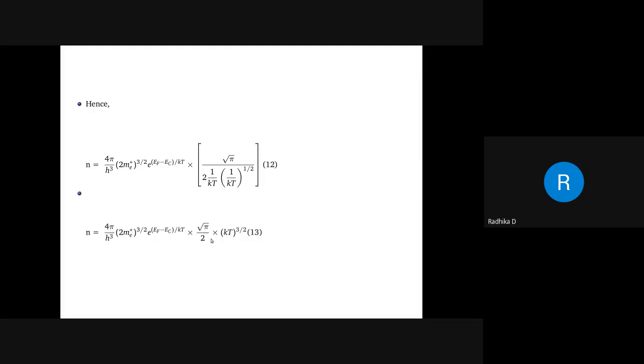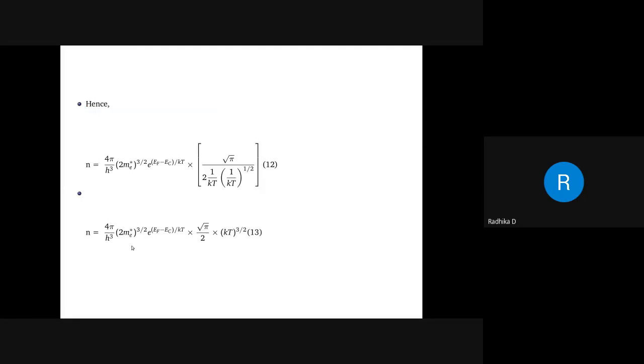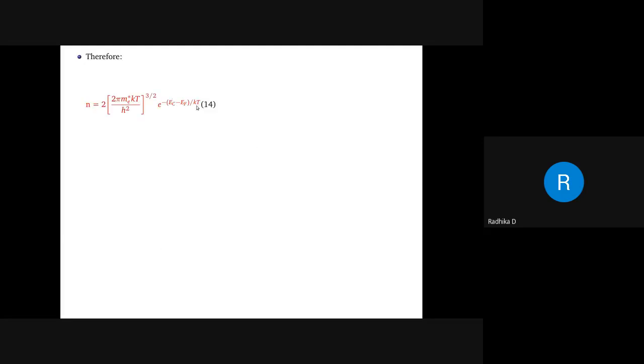So there is a pi, and root pi to the power of 3 by 2, 2m star raised to 3 by 2 already existing, then kT to the power of 3 by 2. Move the h cube which is outside, bring it within in terms of 3 by 2. 2 and 4 cancel and it becomes 2. What is left over is 2 into 2 pi me star kT by h square to the power of 3 by 2. The exponential we had written as EF minus EC by kT. I can also write it another way, minus of EC minus EF by kT. Both ways you can write it.